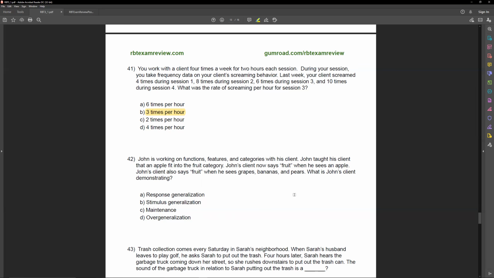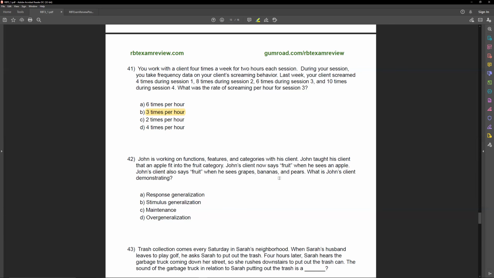But saying fruit in the presence of fruit is appropriate. So that leaves us with response generalization or stimulus generalization, okay? Now, what is our strategy here when we're dealing with response generalization and stimulus generalization? You ask yourself, are we dealing with one response or multiple responses, okay? If we have one response, the same response in the presence of multiple stimuli, that's going to be stimulus generalization. If we have multiple responses in the presence of one stimulus, that's going to be a response generalization.